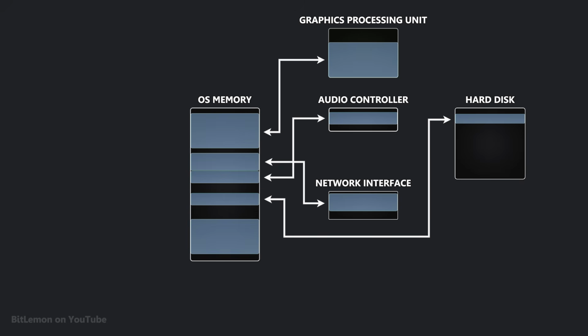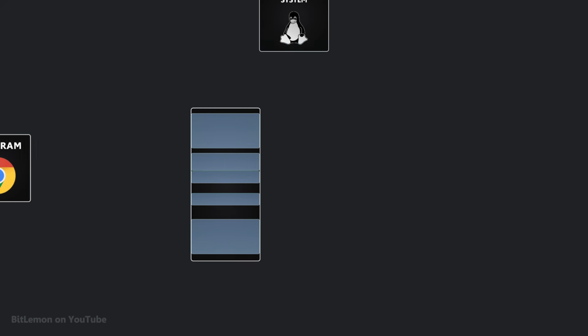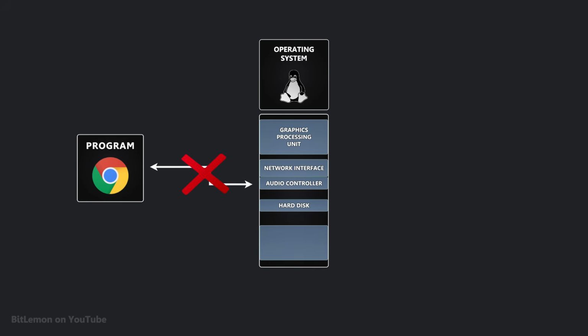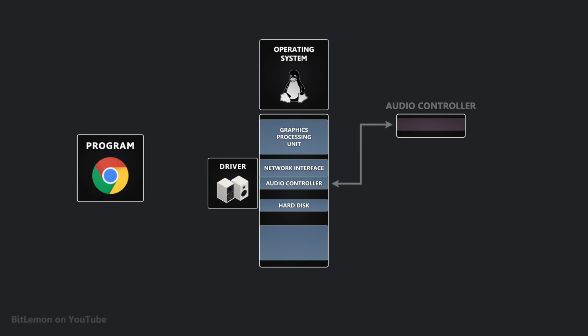User programs run in user mode, so they aren't allowed to directly access memory mapped devices. Instead, a program that wants to use a device, such as playing audio through the speakers, sends a request to the operating system, providing the audio data along with additional playback settings. The operating system processes the request and forwards it to the relevant device driver, which in this case is the audio controller's device driver. The driver then sends the audio data to the hardware through the mapped memory addresses and instructs it to start playback.